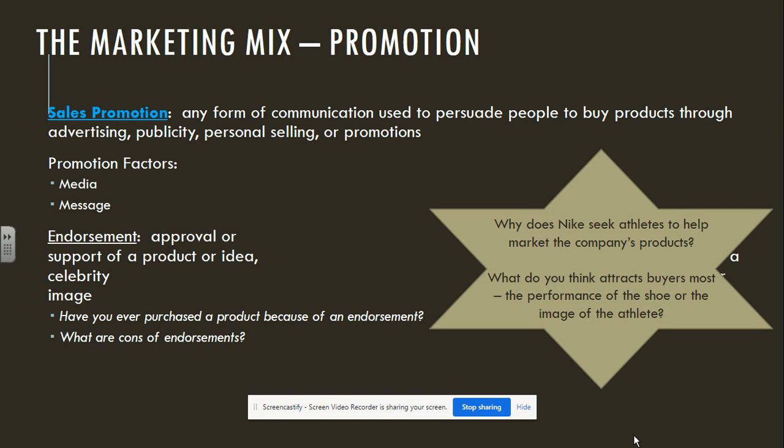Nike's huge on endorsements. So just think about it. Have you ever purchased a product just because of an endorsement? And think about what some of the negatives might be with endorsements.